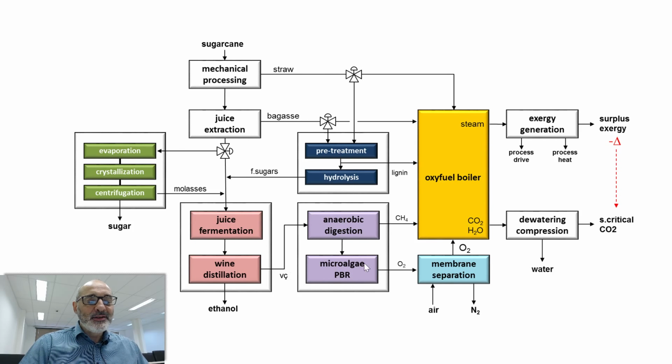For instance, the size. If you're going to use a pond to cultivate this, when you do the calculations, how many hectares you need in order to produce the necessary amount of oxygen for the combustion, this area is going to be greater than the area of sugarcane cultivation. You see? So you need to have very effective photobioreactors in order to avoid this type of problem.